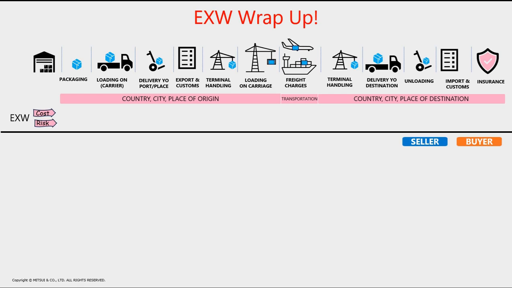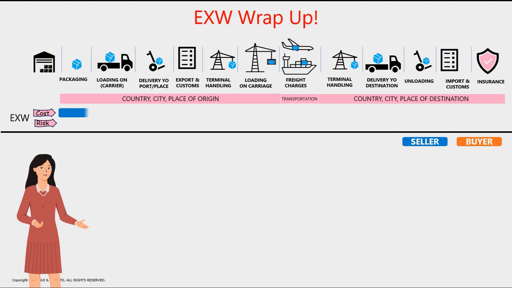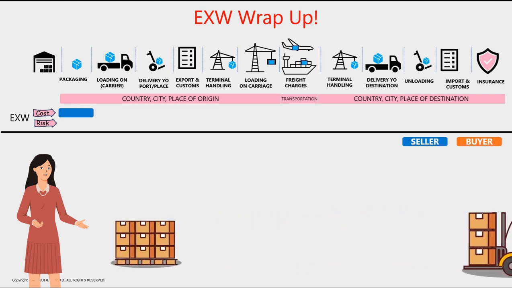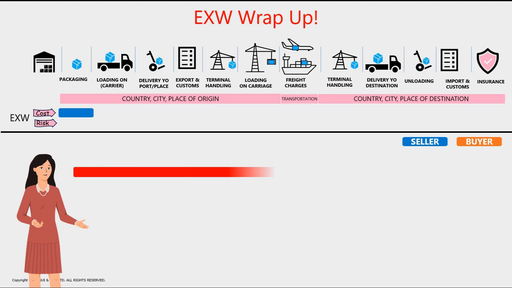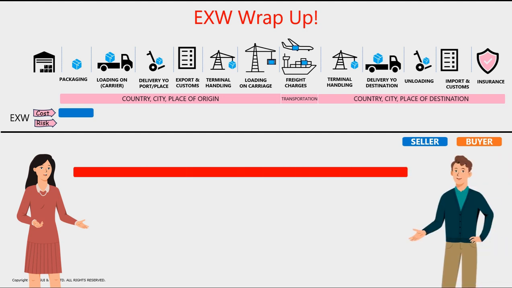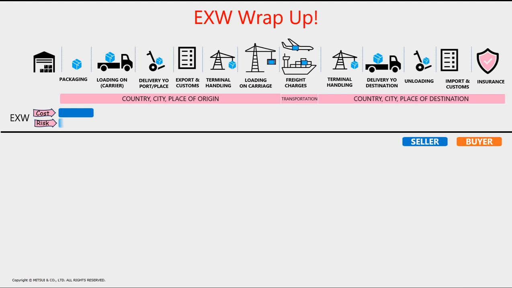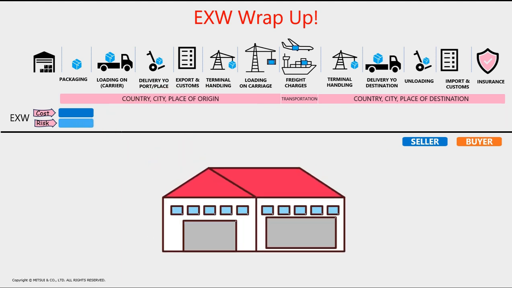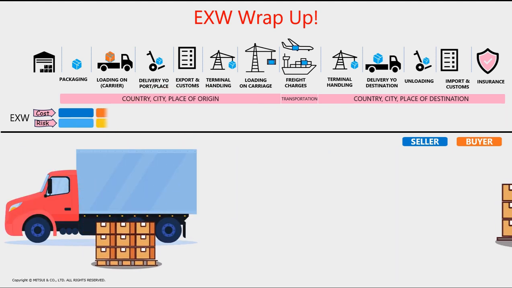In an Ex Works agreement, the seller only needs to prepare the goods. This means packing them so they are ready for pickup. The goods stay at the seller's place, and the buyer comes to collect them. The risk passes to the buyer as soon as the goods are made available. From that point on, the buyer is responsible for all risks and costs.